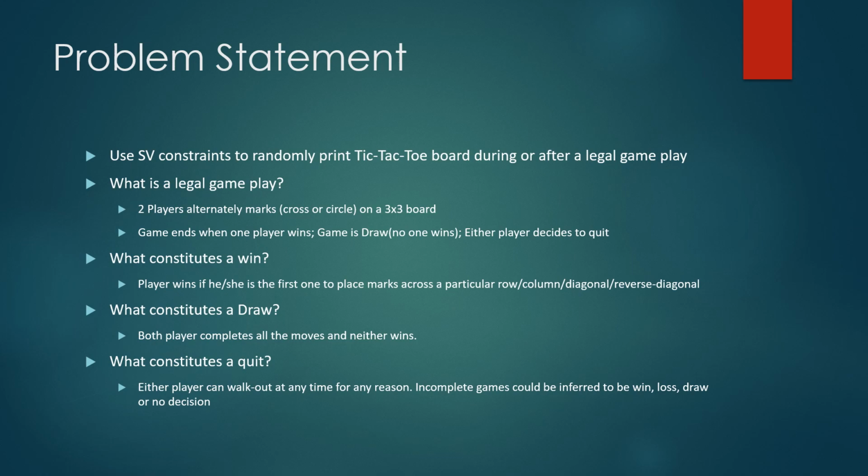A draw game is when both players have put all their marks on the board and neither of them has won. And a quit game is when nobody wins and there is no draw, but there are empty places on the board. This is similar to one player quitting in the middle.